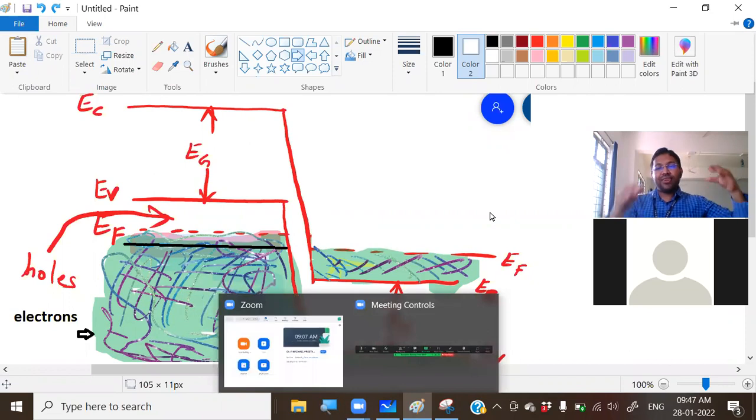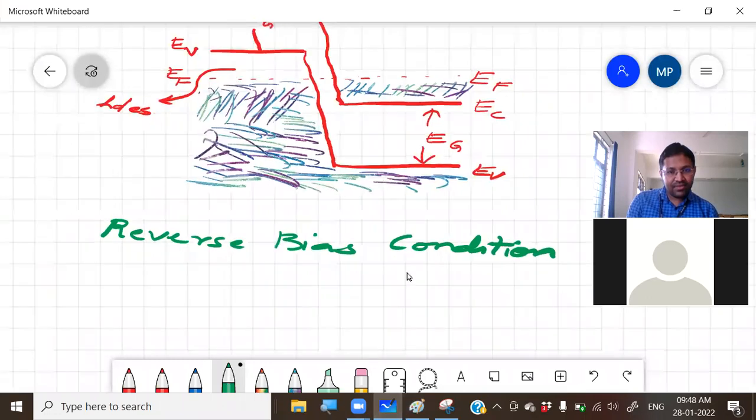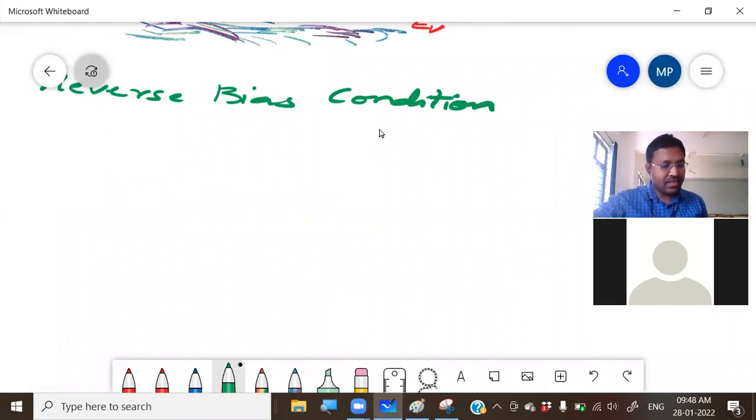Now, if you give further reverse bias, all the energy levels on the N side keep on going lower compared to the P side. As a result, the number of electrons that can tunnel through the junction will keep on increasing. So that is the reason the characteristics of the tunnel diode under reverse bias condition are like this.